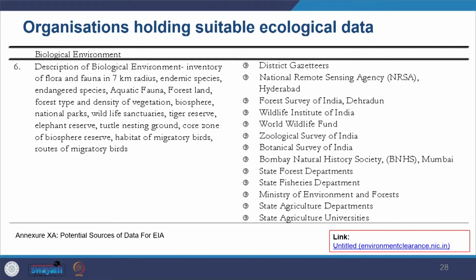You can look at the National Remote Sensing Agency, NRSA, and you can also look at the Forest Survey of India, Wildlife Institutions of India, Wildlife Fund, Zoological Survey of India, Botanical Survey of India, Bombay Natural History Society, State Forest Department, State Fisheries Department, Ministry of Environment and Forest, State Agriculture Department, and agriculture universities. So these are the possible sources of data which you see here.